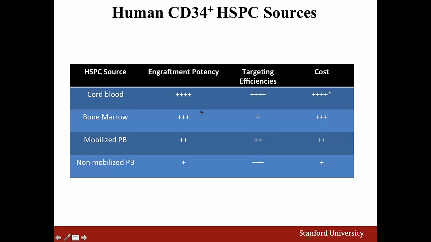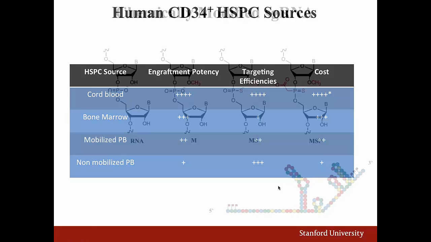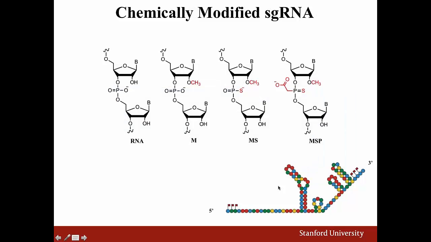And then there's bone marrow, which has great engraftment potency, but in our hands has lower targeting efficiencies for unknown reasons. Mainly, my guess is because of the cycling, and the costs are less than cord bloods. And then there's mobilized peripheral blood and non-mobilized peripheral blood, which have better or worse potency than the other two I described, and the cost gets cheaper. So I think the big thing here is you just choose your CD34 source type based on your research interests.